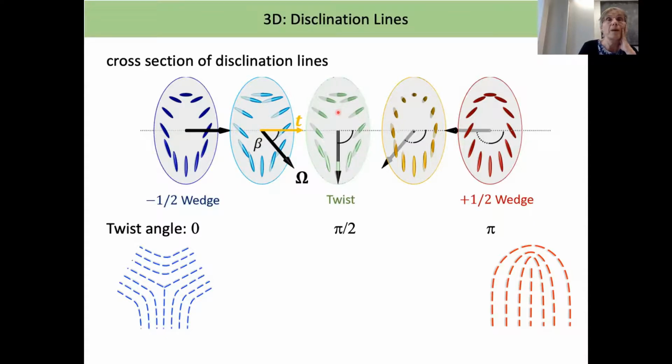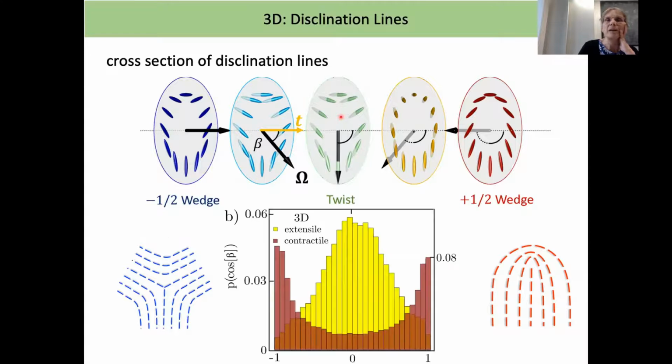So you might expect that in contractile systems where you don't get flow out of the plane, you tend to get plus and minus a half defects, which stay in the plane. Whereas in extensile systems where the flows push you out of the plane, you see more the twist type defects. And indeed, if you measure the director field across this cross section, this is exactly what you see. You tend to get wedge type defects in contractile systems and twist type defects in extensile systems.